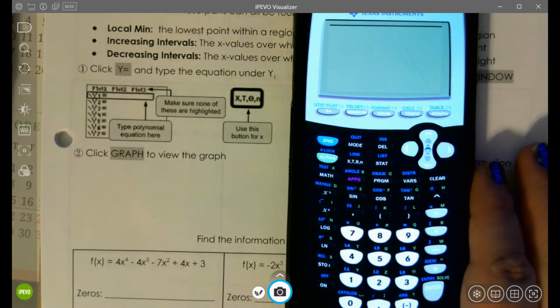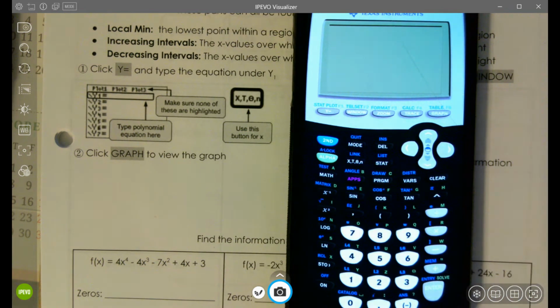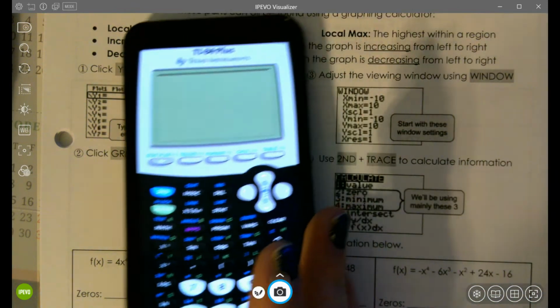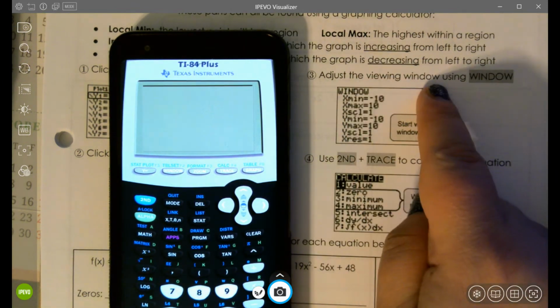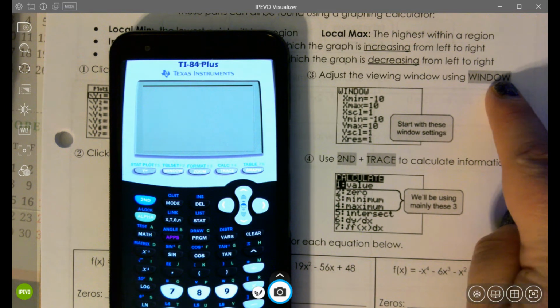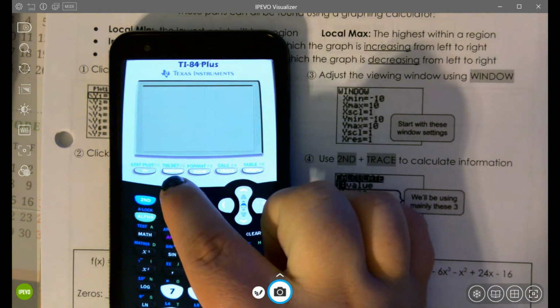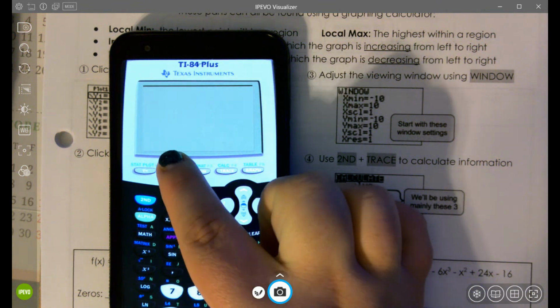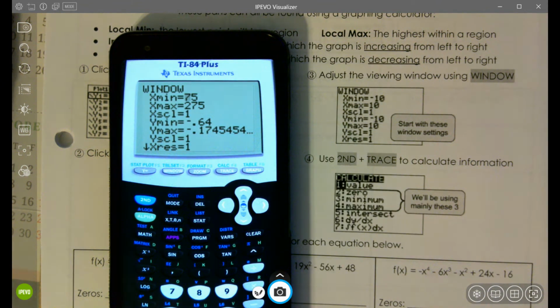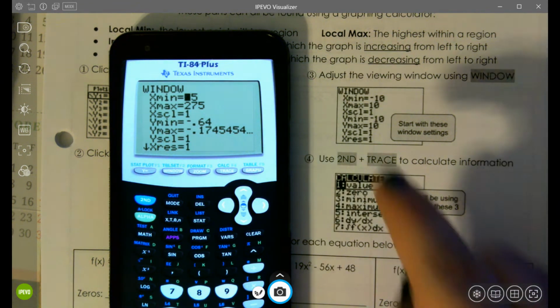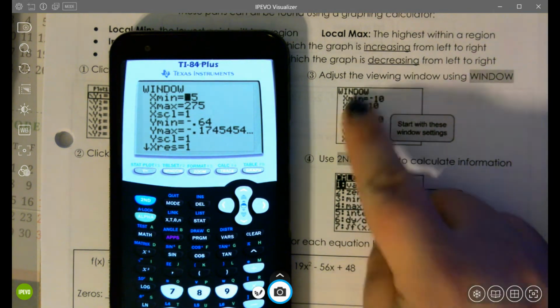If you're looking at a weird graph that has really high, really low numbers, you have to change the viewing window. If you can't see yours or you can't see all of it, you're going to adjust the viewing window using the window button. Fancy that, the window button is right next to y equals. It's this one right here. And see, mine is all over the place. Start with these settings right here.